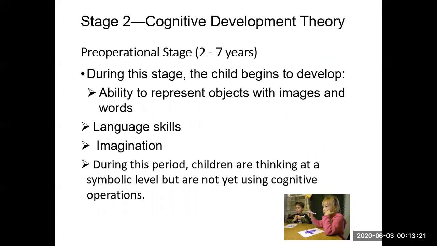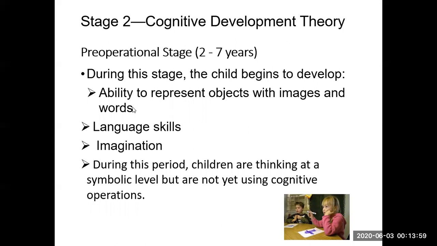Then again, stage 2 is called the pre-operational stage. This stage started from year 2 and ended in year 7. In this stage, the child begins to represent objects with images and words, and their language skills also increase. Their imagination also increases, and during this period children are thinking at a symbolic level but are not yet using cognitive operations.